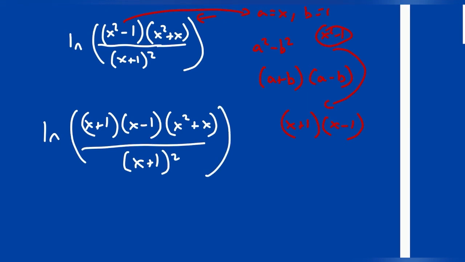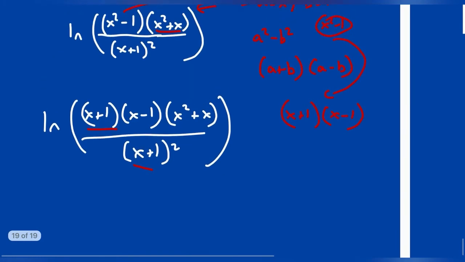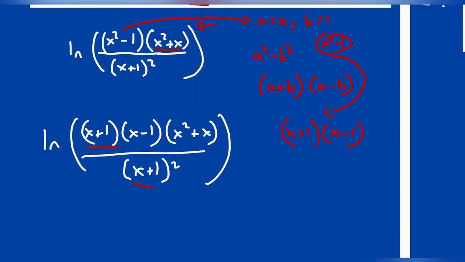Actually, before I rewrite this, we'll now also try and simplify x squared plus x. So we see at the bottom, we have x plus 1 whole squared. We have an x plus 1 here from simplifying, we have an x plus 1 there from simplifying the x squared minus 1. So what we can do is, we can remove that and remove that. So that gives us only an x plus 1 at the bottom because it's squared, right? And we've only removed 1 of the factors.